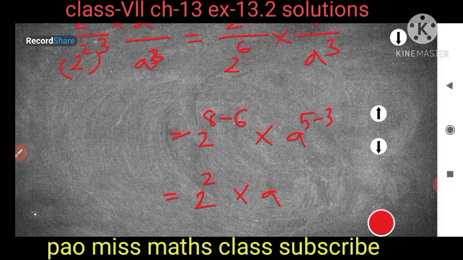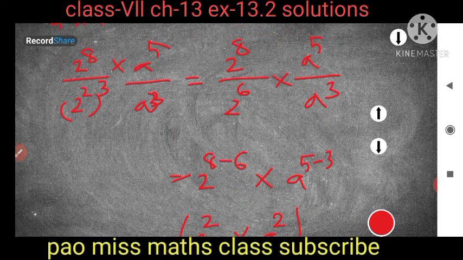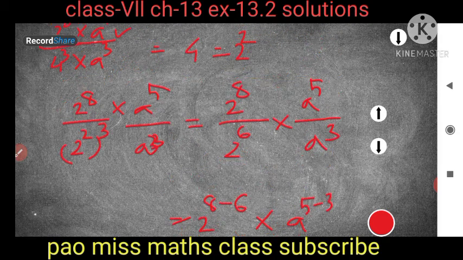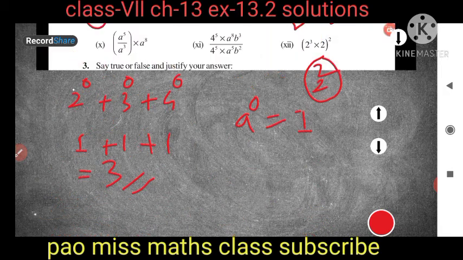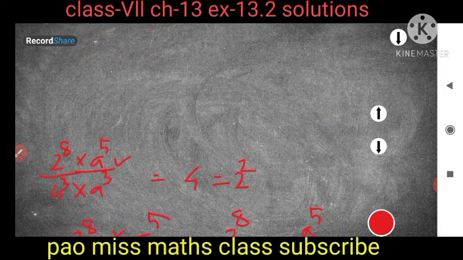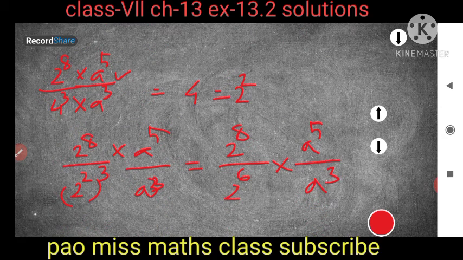Now 5 minus 3 is equal to how much? 2. So what is the answer? The answer is 2 to the power 2 and a to the power 2 for this question. So in this way you will solve. Wherever you see a number which is not in exponential form, you have to convert it into exponential form, okay? So this is the solution for this question.